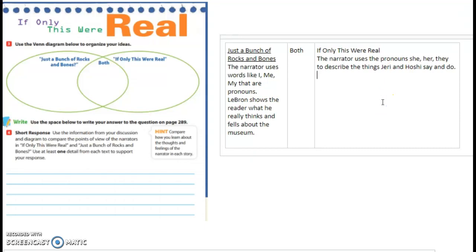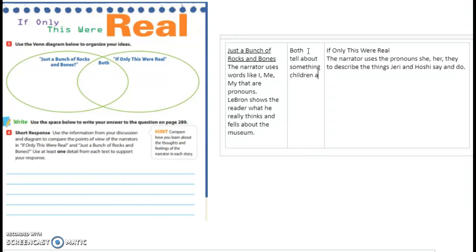Can you think of another detail from the story we just read? Go ahead and add it now. Okay, hopefully you guys added another exciting detail. Lastly, both stories tell about something children are experiencing.